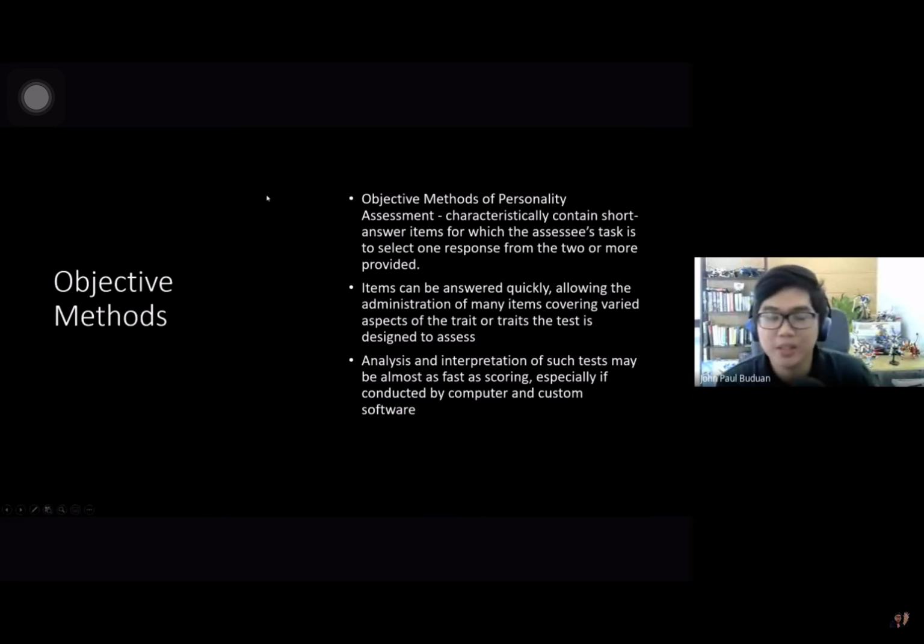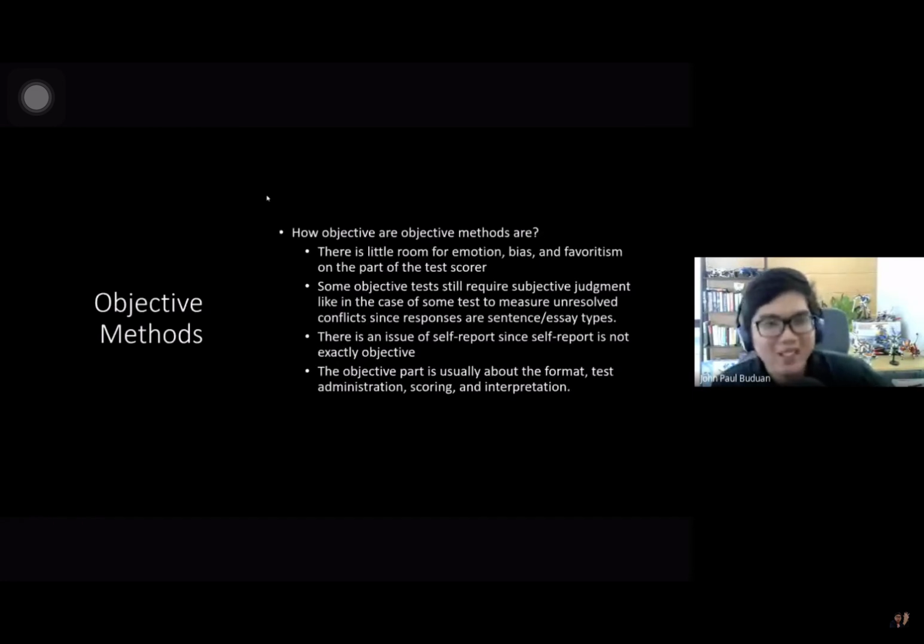And then, of course, yung projective test kasi kailangan mo i-combine yung sa objective. So, medyo nuance siya. Okay? So, how objective our objective methods are, yun nga, sinabi ko. And inunahan ko na naman yung PowerPoint natin. But yun, some objective tests still require subjective judgment, like in the case of some tests to measure unresolved conflicts since responses are sentence or essay types. Meron mga ibang objective tests like yung sentence completion. Although sentence completion is considered as projective test na eh. But for example, yung Bender Gestalt. Bender Gestalt is drawing naman. So kakopy mo yung isang figure, i-draw mo.